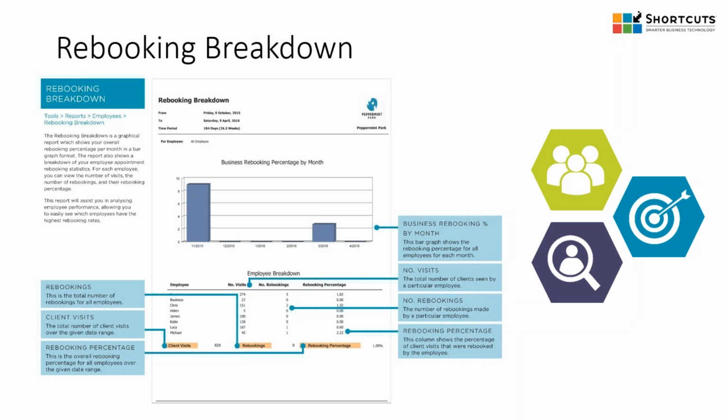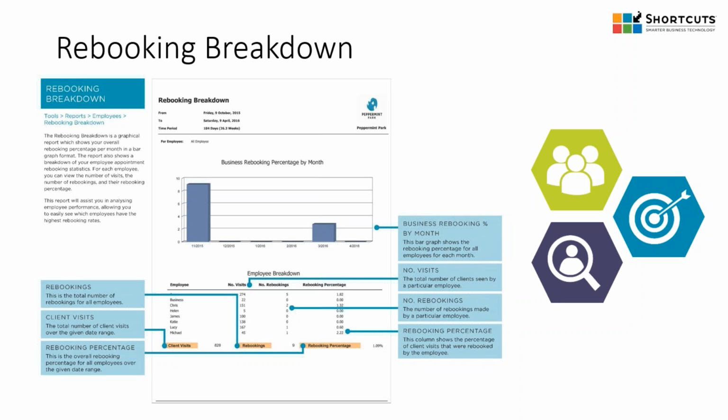Here what this will show us is a list of each of our employees. It'll give us their number of visits, or number of clients that visited them, their number of rebookings over that time period, and then their rebooking percentage. And of course, you guys, it also gives you a total for the salon. You can see in this particular example, obviously we were doing some testing here. We didn't do so great in rebooking. Obviously your percentage should be a lot higher than 1%.